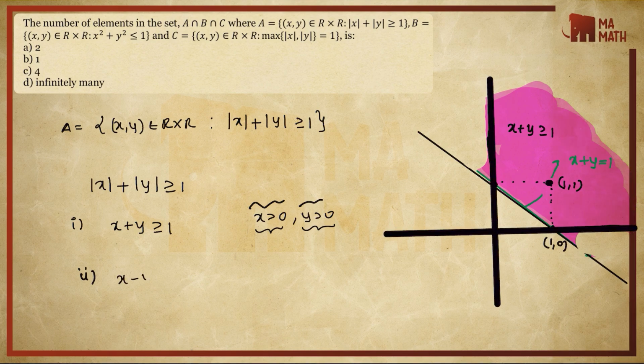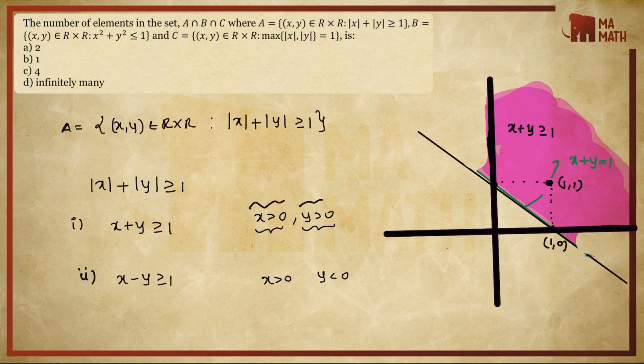Now similarly, you can find x minus y greater than or equal to 1 when x is greater than 0 and y is less than 0. This is the second case. So what is this line? You can see that y is equal to minus 1 and x is equal to 1 kind of situation it is. So we can draw this line very easily.